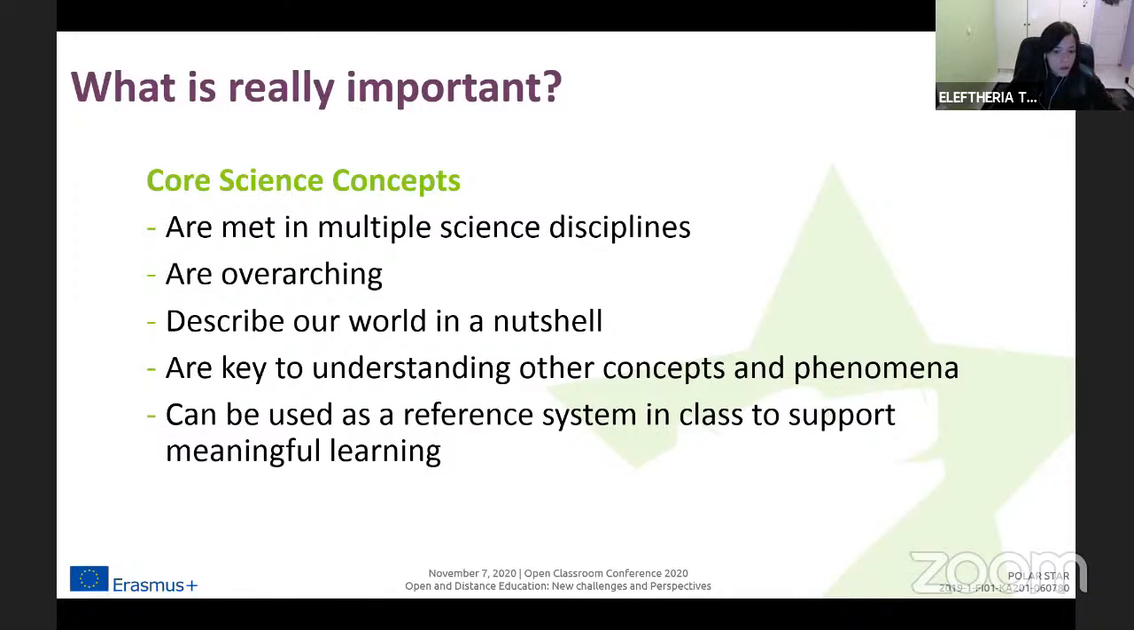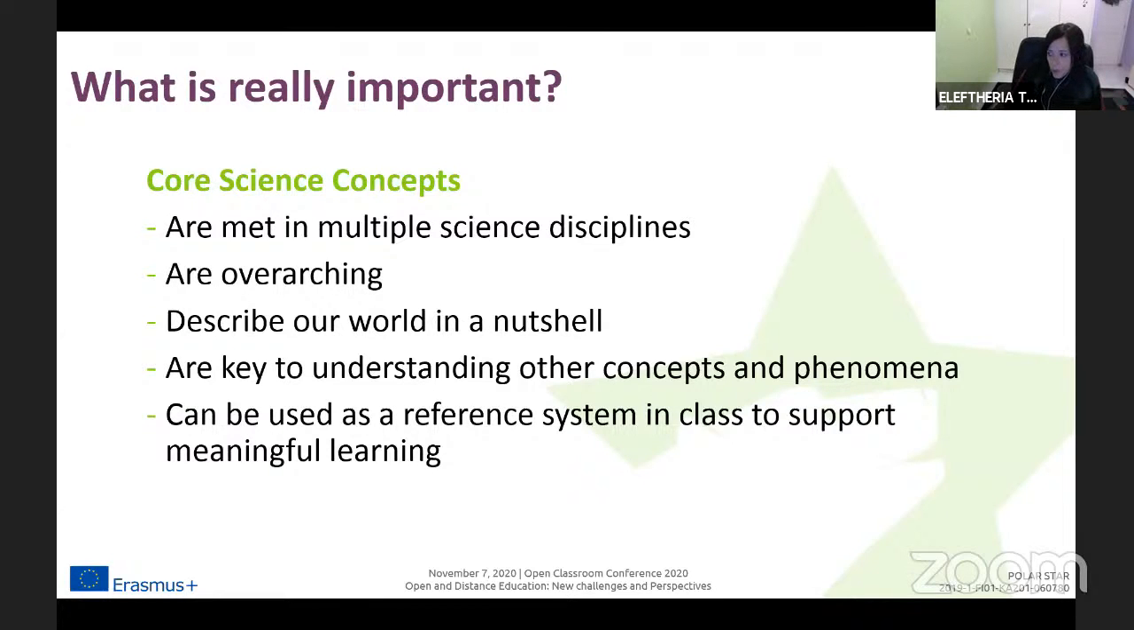And because they're so fundamental, they can actually be used in class as a reference system to support meaningful learning. So every time you teach something to your students, you always make a link to a core concept so they can relate everything they learn to something that is bigger and wider and more abstract.